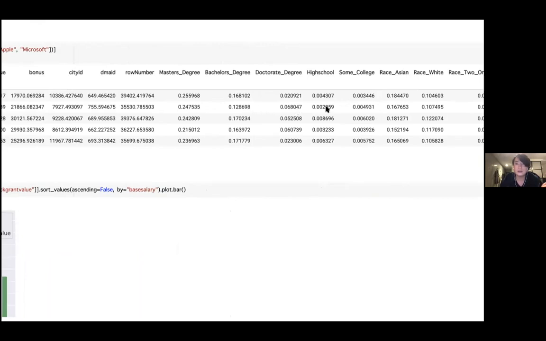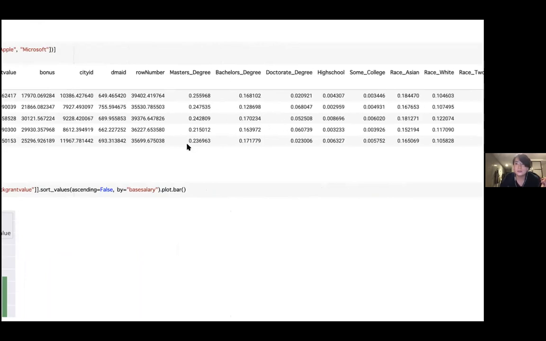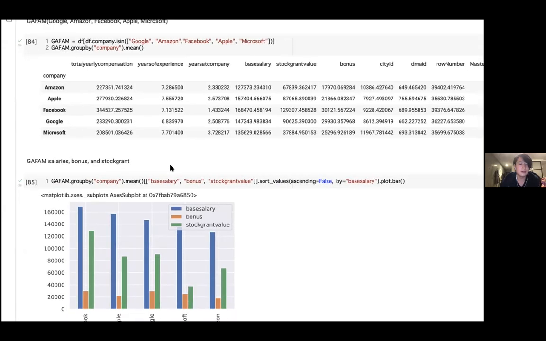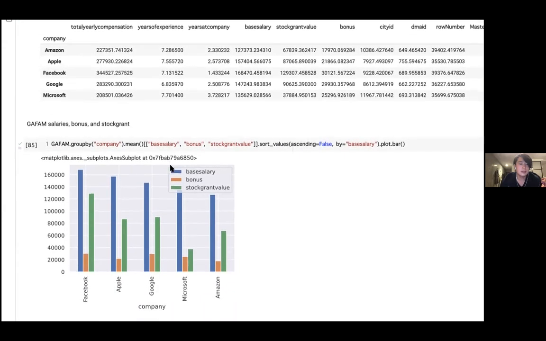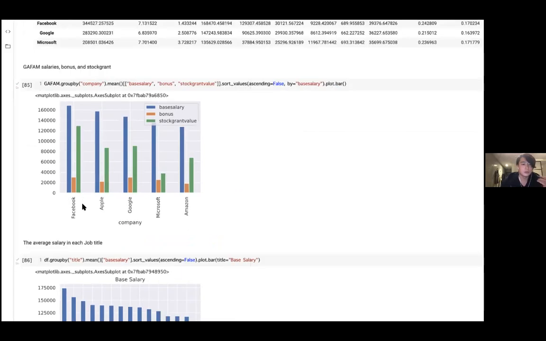But in general, I also see many companies equally hire people with bachelor's degrees. So I don't really think that not having a degree makes a difference if you want to work for those companies.